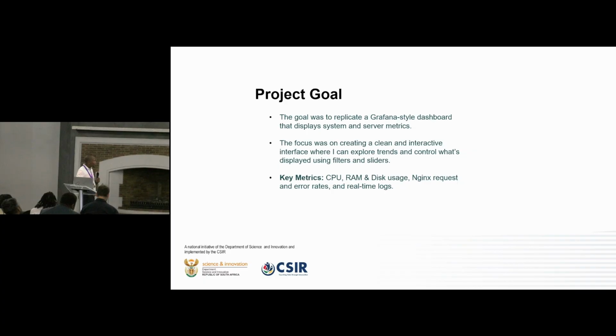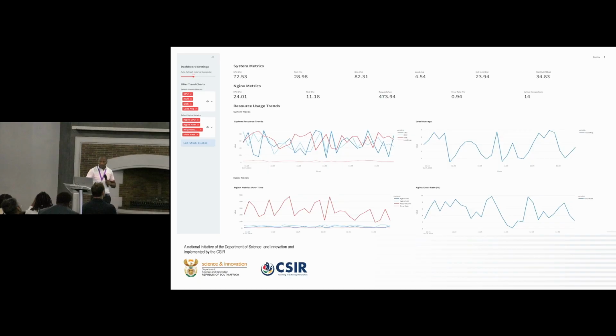So basically what I mean is, with this library, I can customize my own dashboard, my own metrics, my own logs as well, server logs. So key metrics here: CPU usage, RAM, and disk usage as well. Your Nginx requests, error rates, as well as real-time logs. So basically, this is what it looks like. If you can see on the side there, I've got all the filters. You can also view your metrics based on your intervals if you want.